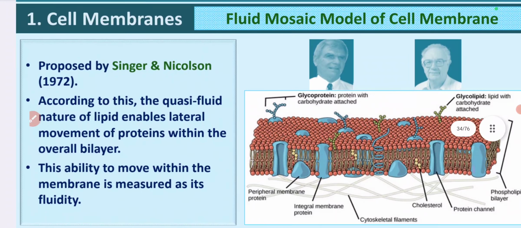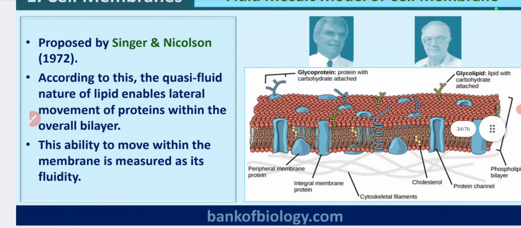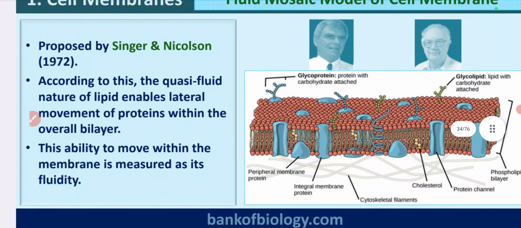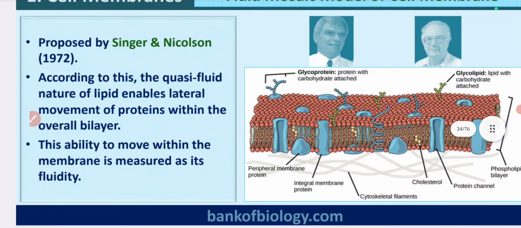Fluid mosaic model of the cell membrane, proposed by Singer and Nicolson in 1972. According to this, the quasi-fluid nature of lipids enables lateral movement of proteins within the overall bilayer. So the quasi-fluid nature of the lipids helps and enables the movement of proteins within the overall bilayer. This ability to move within the membrane is measured as its fluidity. This is called the fluid mosaic model, proposed by Singer and Nicolson.